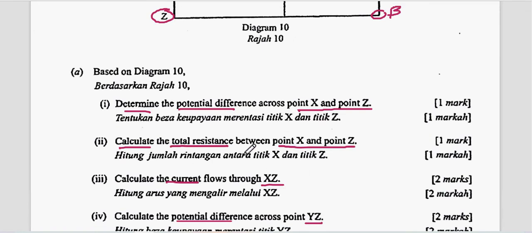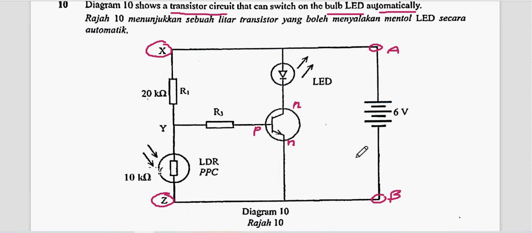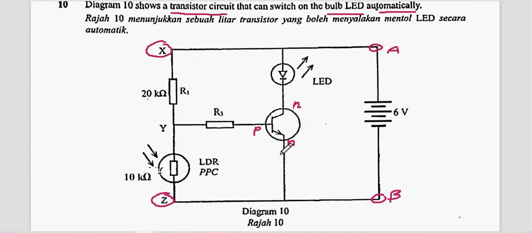Next one, calculate the total resistance between X and Z. It means that you need to determine this R1 plus R for the LDR. So the total resistance will be 20 kilo ohm plus 10 kilo ohm, because these two are in a series circuit. So just R1 plus R for LDR, and you get 30 kilo ohm. Next one, calculate the current that flows through XZ. You need to determine the current flow here. What is the value of current that flows here?